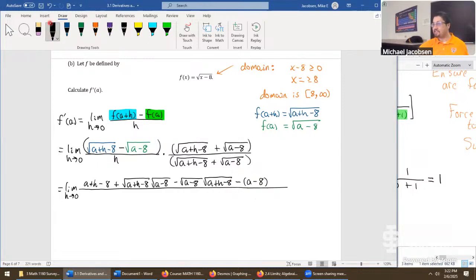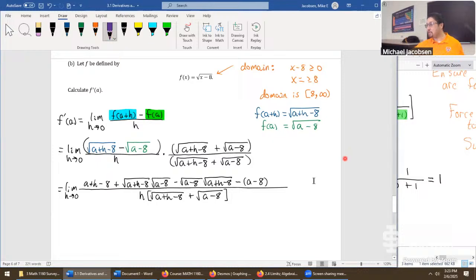Okay, that's the whole numerator. Same thing that we've been doing all along with the denominator. Multiply them together, but don't distribute. So just h times root a plus h minus 8 plus root a minus 8. So there it is in its full glory. Now we start canceling the stuff. But any questions at the moment to that step? Okay, well, we expected that this and this had to cancel out.